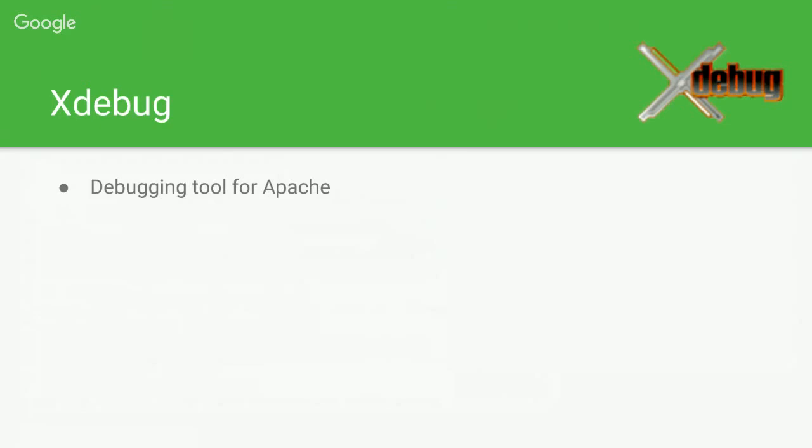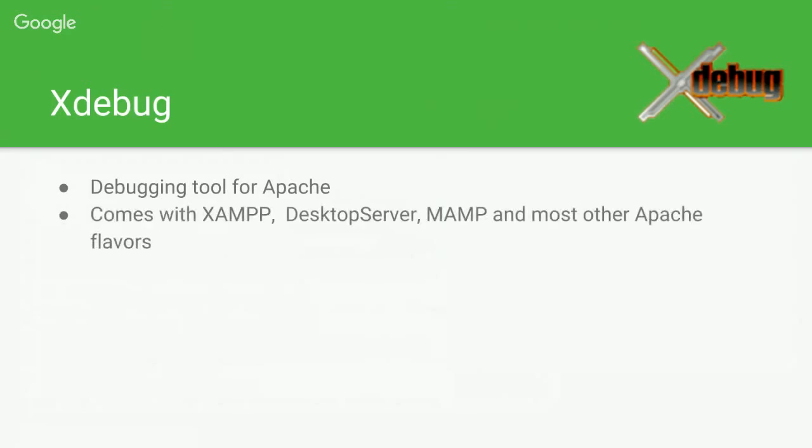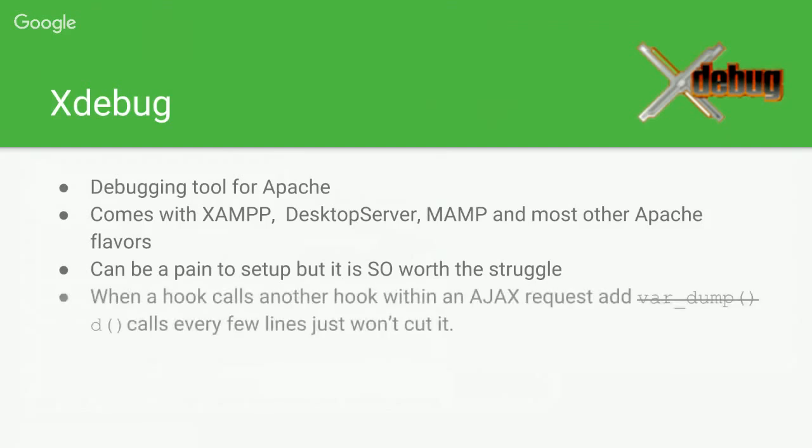Xdebug, this is a debugging tool for Apache. It comes with XAMPP, Desktop Server, MAMP, most other Apache flavors. It can be a pain to set up. I would recommend the best tutorial on setting it up is at the PHP Storm website because it integrates really nicely with it, but it is so worth the struggle.